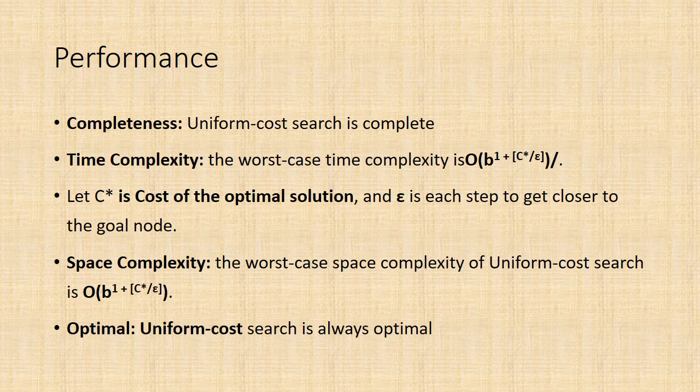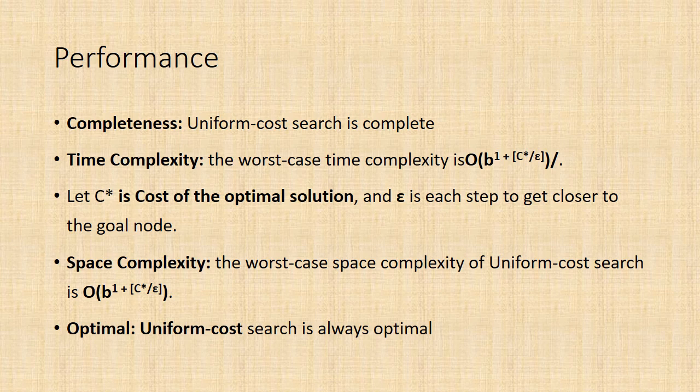The performance measure of uniform cost search. Uniform cost search is complete, such as if there is a solution, UCS will find it. Let C be the cost of the optimal solution, and epsilon be each step to get closer to the goal node. Then the number of steps is equal to C by epsilon plus 1. Here we have taken plus 1, as we start from state 0 and then go to C by epsilon.